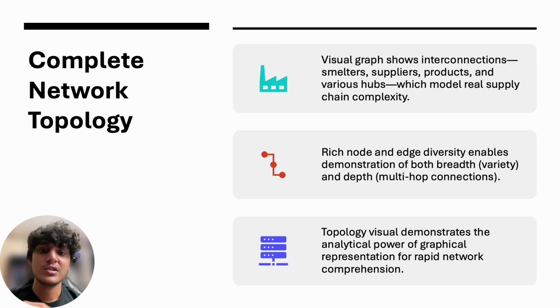If one smelter goes down, you need to quickly see what products are affected and what alternative suppliers exist. The richness of our network, what we call node and edge diversity, lets us demonstrate both breadth and depth. We can show variety across different entity types, and we can trace multi-hop connections, like show me all the products that depend on smelters in a high-risk region, 3 levels deep.